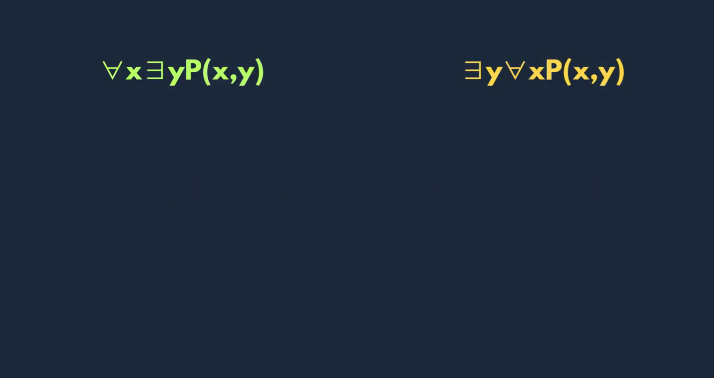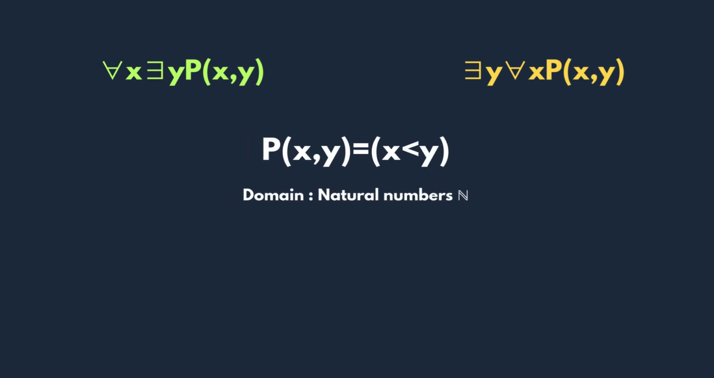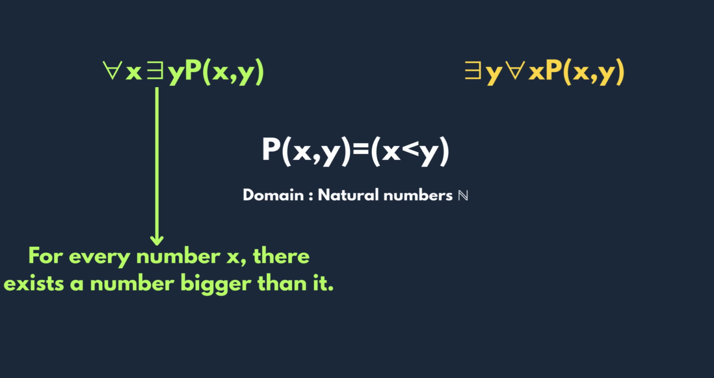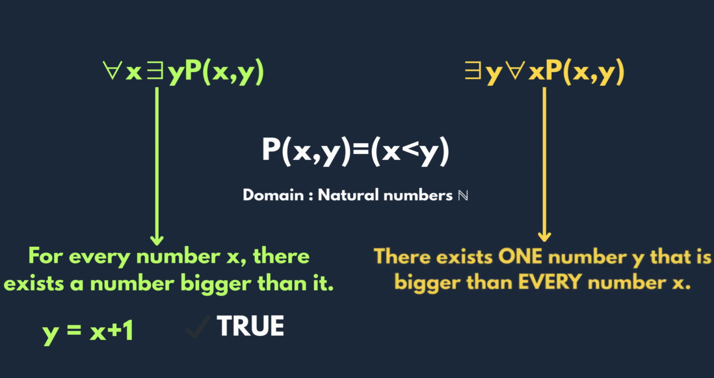Compare these two. They look similar, but they are not the same. Suppose p of x, y is equal to x less than y. For case 1, this means for every number x, there exists a number bigger than that. Is this true for natural numbers? Yes, because for any number x, choose y equals x plus 1. There is always a bigger number than a natural number. So it is true.